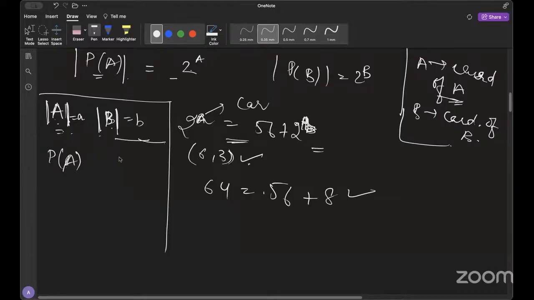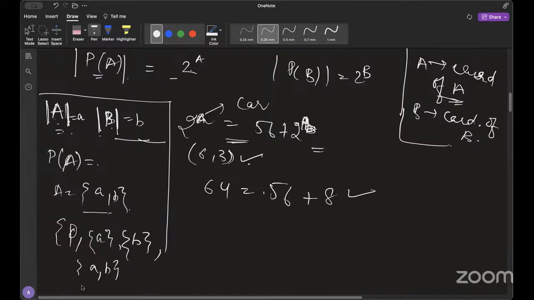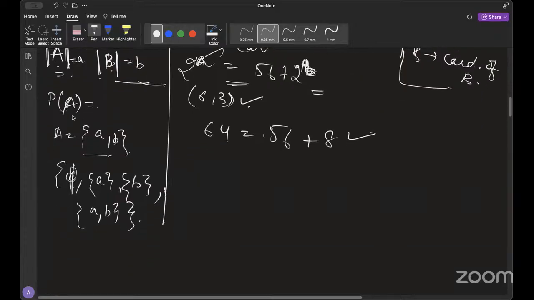So I hope the cardinality part is clear. Then we'll discuss the power set part. Let's just say you have a set with two elements, A and B. Your power set is basically the collection of all the subsets of this. The first one will be the empty set, then you have the singleton A, singleton B, and then you have AB. So this is the power set of A, right?